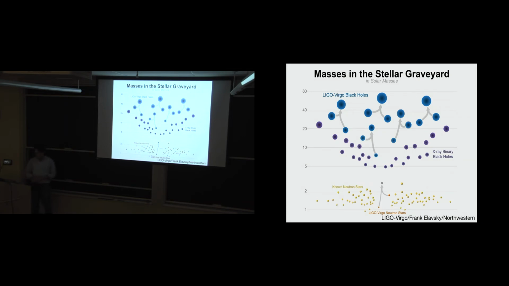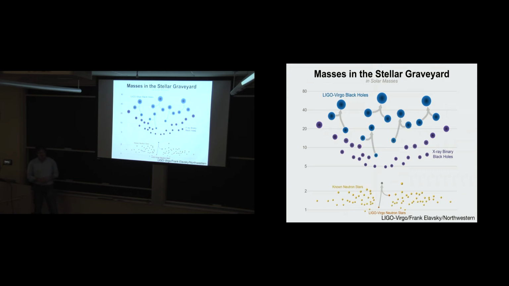Okay, so where are we? Well, LIGO's detected a bunch of black holes. Those are the blue dots up there. So this is the stellar graveyard. Mass runs up this axis, 1, 2, 5, 10 solar masses. The purple dots are the known X-ray binary black holes and their mass estimates. Down here, the yellow dots are known neutron stars and their mass estimates, and this is the neutron star pair that merged. At the moment, you can see LIGO is not the dominant source of objects in the stellar graveyard.